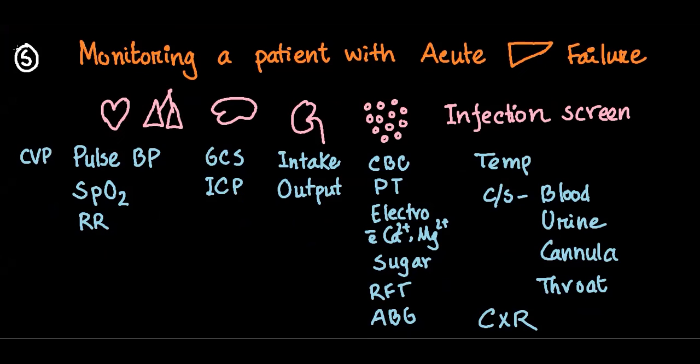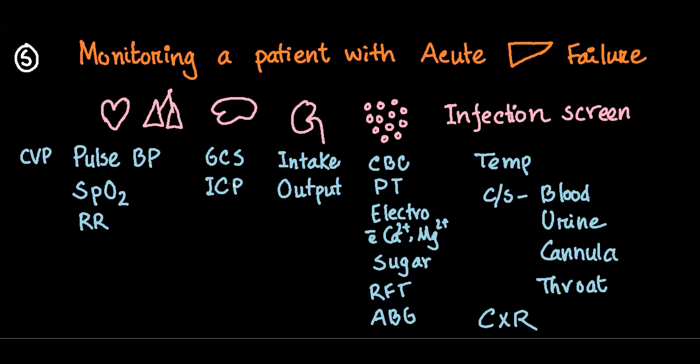About monitoring a patient with acute liver failure. Whenever you have acute liver failure, you have to be very careful with the cardiovascular system. So monitor the cardiovascular system, monitor the brain function, monitor the renal and fluid balance, monitor the blood for basic parameters, and obviously screen for any infection, because that will aggravate the encephalopathy.